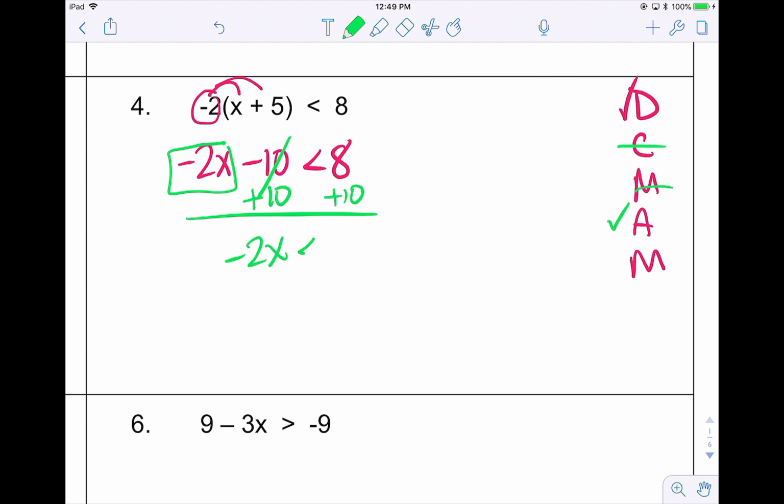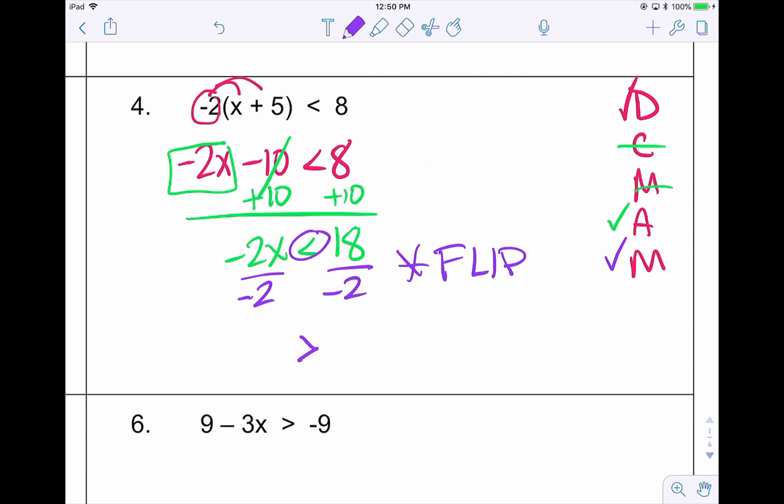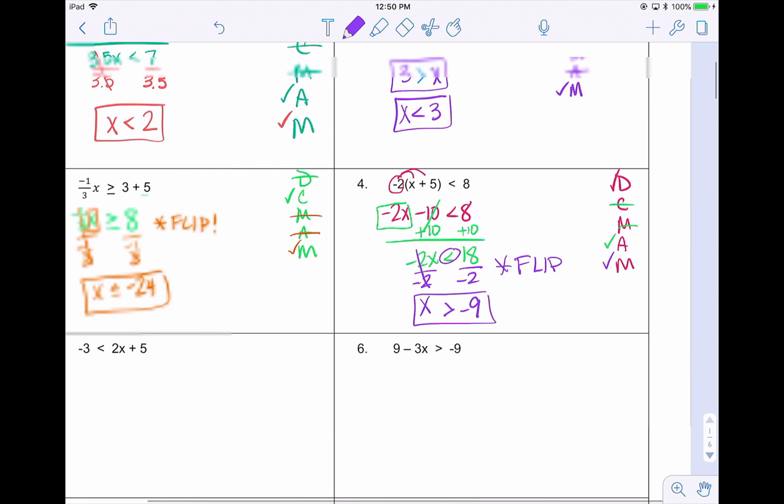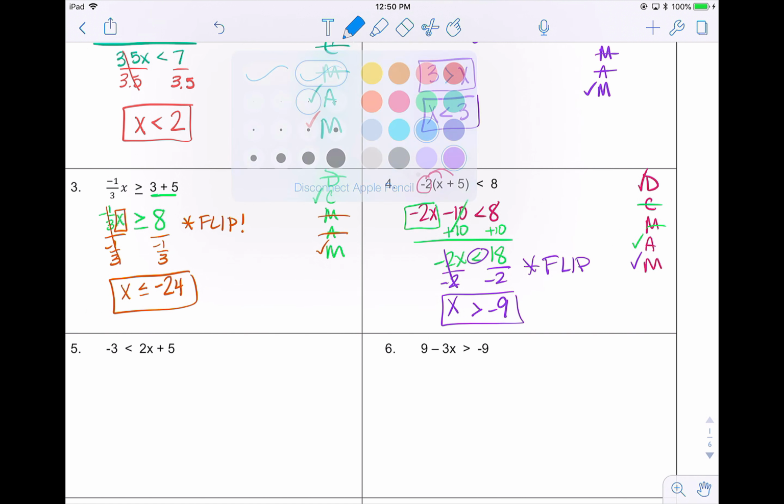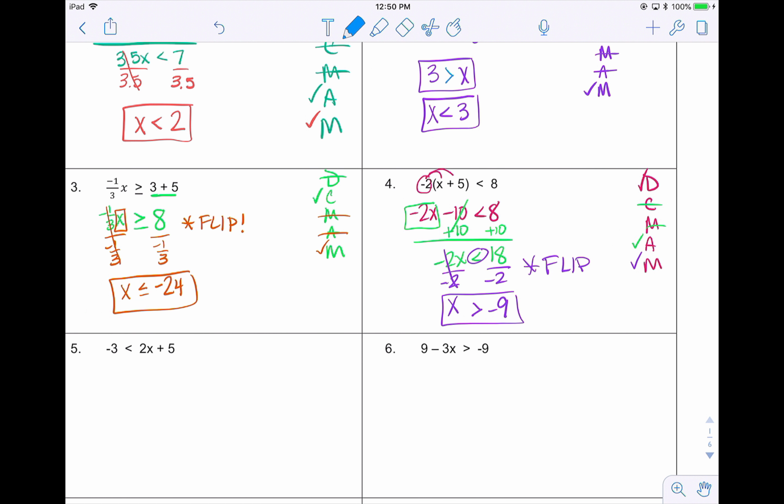So negative 2x stays on the left side. And then on the right side, 8 plus 10 is 18. I finish by dividing by a negative 2. Because I divided by a negative 2, I have to flip my sign. But everything else stays where it is. So x stays on the left side. 18 divided by negative 2, that answer stays on the right side. So I flip my inequality symbol, not the entire piece.